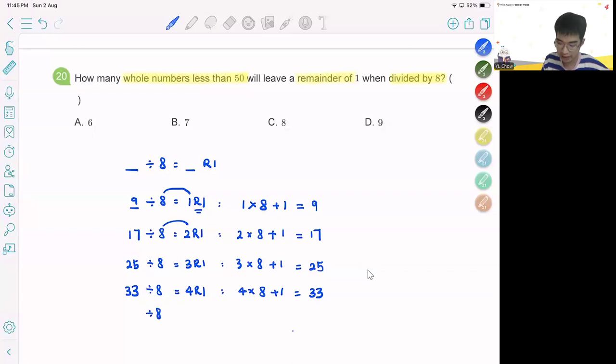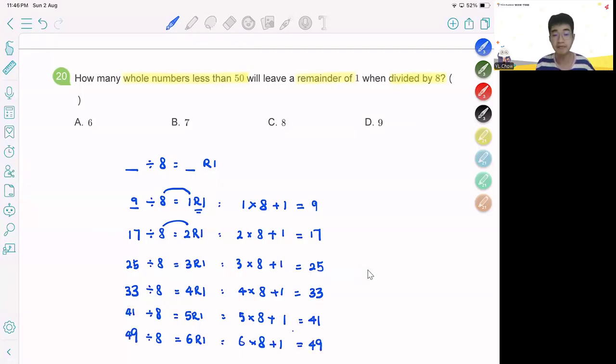Then I divide by 8, I will get 5 remainder 1. What if that's the case? Then the number will be 5 times 8 plus 1 equals 41. And if I divide by 8 and get 6 remainder 1, that will be 6 times 8 plus 1 equals 49. Right, now at this point, many people will stop here, because of course, we want numbers less than 50. So there's no point continuing further after 6.